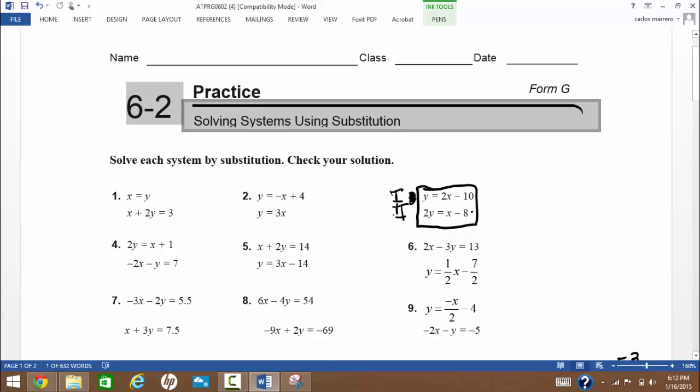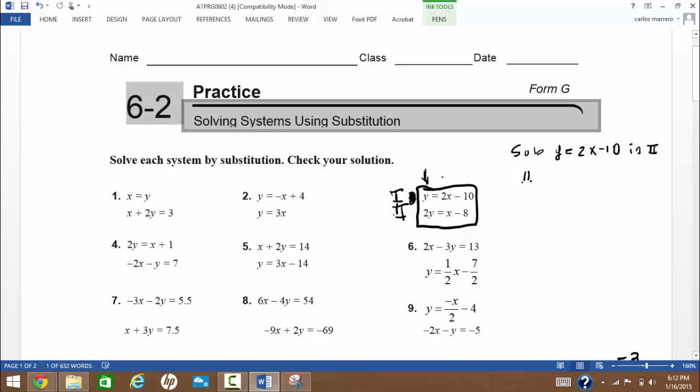Remember what I have said in class, you have to look first for a variable by itself. And I have it here, the y is by itself, right? So this is the one that I'm going to use to substitute in the second line, right here. So whatever the y is in the second line, I will put the y which is from the first line, because it's 2x minus 10. So you start by doing that, you substitute y equals 2x minus 10 in number 2.